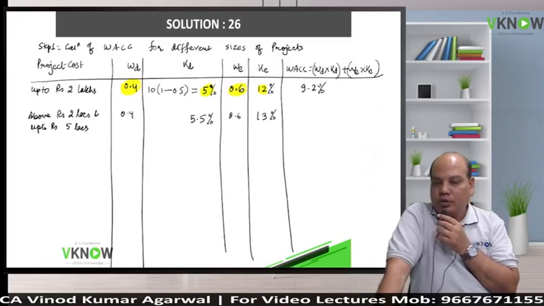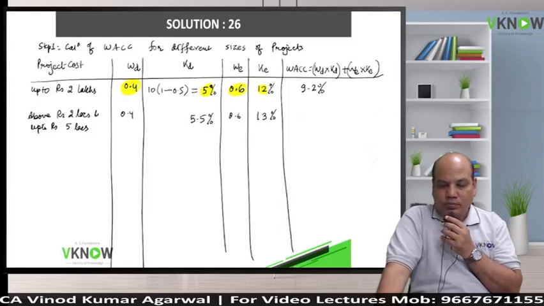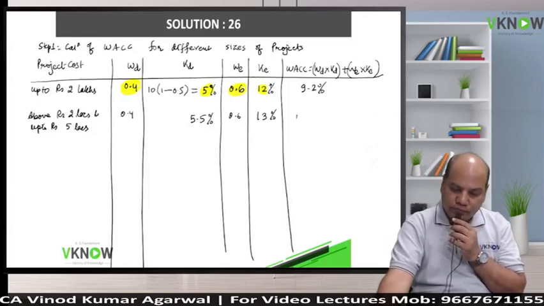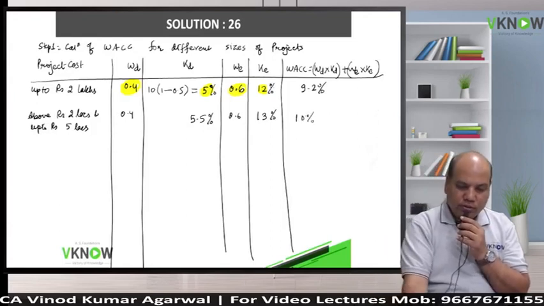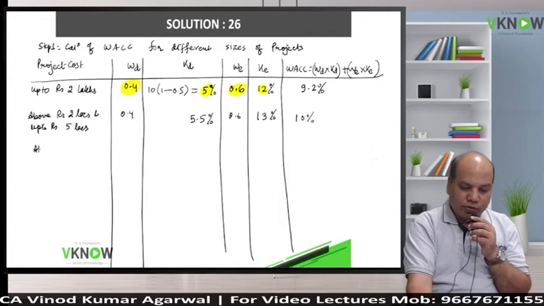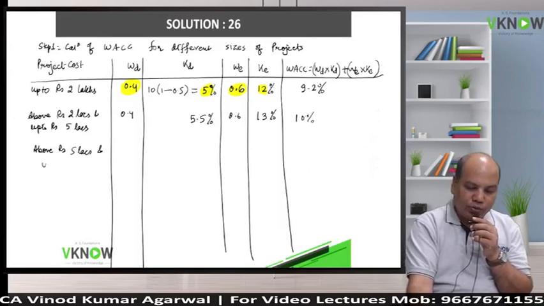0.4 into 5.5 plus 0.6 into 13. So total is 10%. Okay, keep one line blank. Write: above rupees 5 lakhs and up to rupees 10 lakhs.